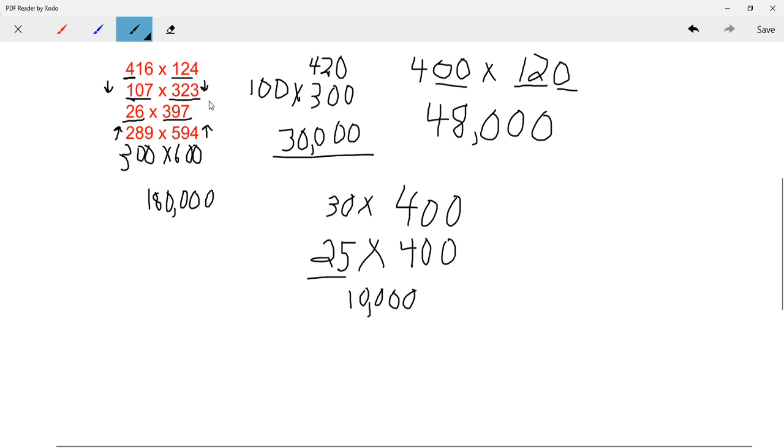But if it doesn't specify how to estimate, you kind of just figure out what's an easy way without changing the values too much. So it could be compatible numbers, it could be hundreds, it could be maybe one number to the hundreds, maybe one number to the tens place. It all kind of depends on the numbers and how it works for you in your own mind. So hopefully that is helpful.